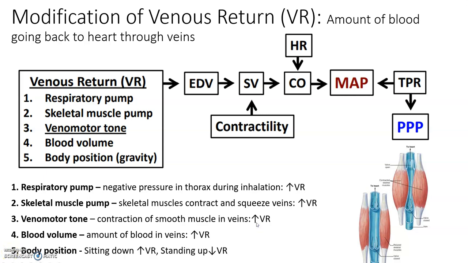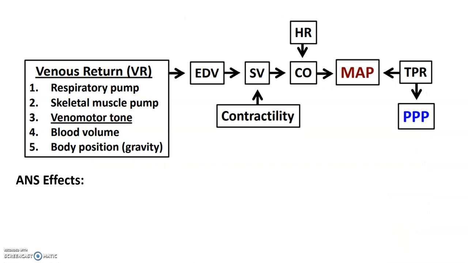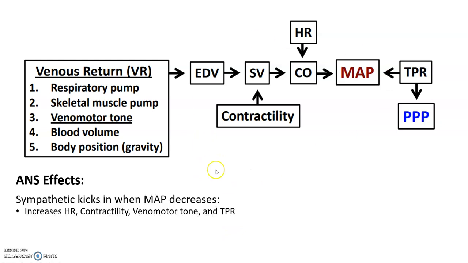So this brings us to our next point, which is the effect of the autonomic nervous system on mean arterial pressure. So if we're looking at this roadmap to MAP again, the sympathetic nervous system kicks in when mean arterial pressure decreases. So basically, if blood pressure goes down, the sympathetic nervous system kicks in to increase heart rate, so it directly affects heart rate. It can affect contractility, venomotor tone, and total peripheral resistance, and it does this by increasing these. It can increase heart rate and increase MAP.